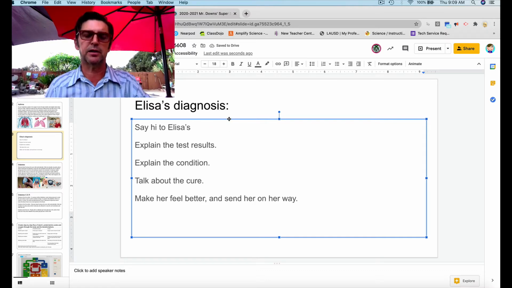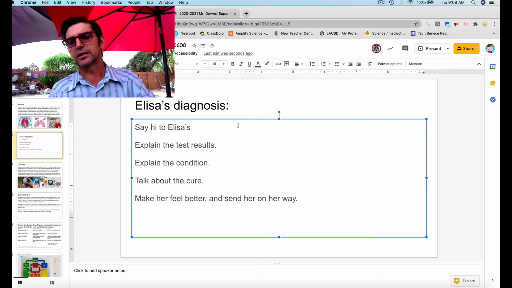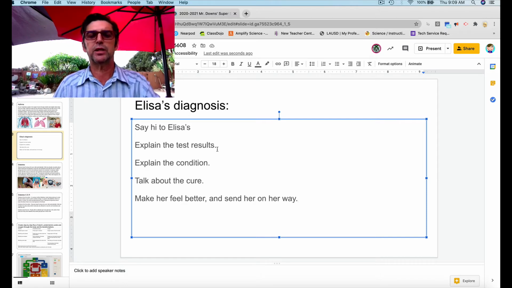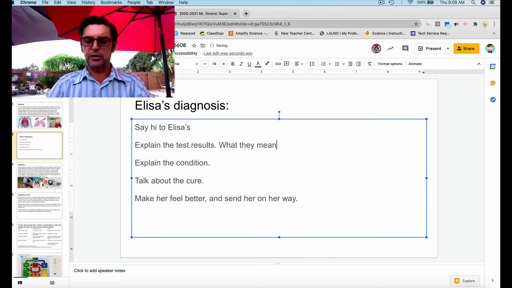Hello, Elisa. I've been researching your case. Here's what I think the problem is. Explain the test results. Now, when you explain the test results, we need to explain what they mean, and use evidence from your sim and from your research.